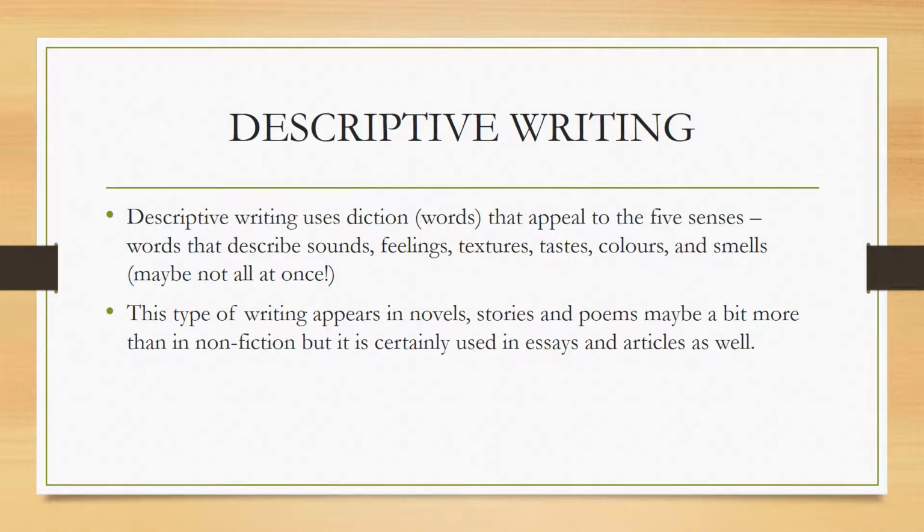Descriptive writing. Descriptive writing uses diction, or word choice, that appeals to the five senses, words that describe sounds, feelings, textures, tastes, colors, and smells, maybe not all at once. This type of writing appears in novels, stories, and poems, maybe a bit more than in nonfiction, but it is certainly used in articles and essays as well, just in a different way.